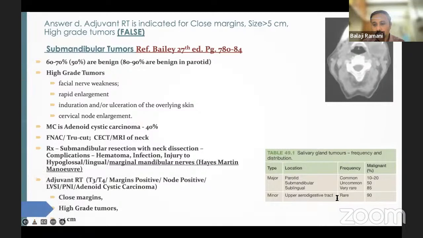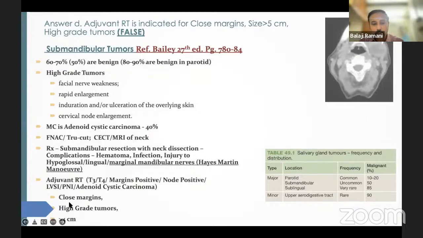So the most common nerve injury, I guess, which is there in submandibular gland surgery, I will probably say is the marginal mandibular nerve. Okay, it's the marginal mandibular nerve which will be most commonly involved. Hypoglossal and lingual nerves are rarely affected. It will be the marginal mandibular nerve which will be most commonly injured during your submandibular gland surgery.